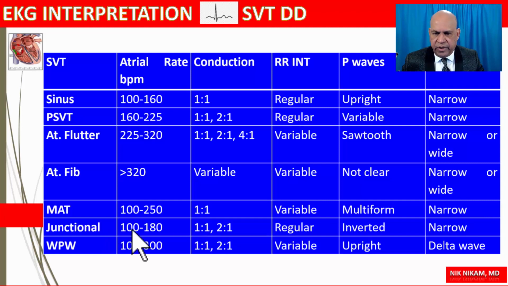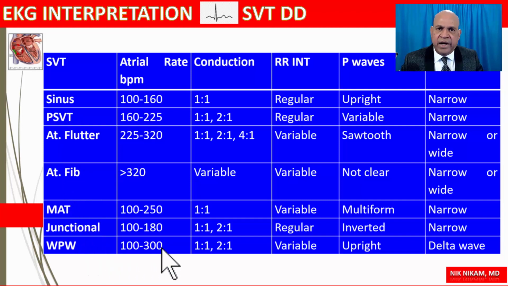Junctional tachycardia. The rate is 100 to 180 per minute. It is sort of similar to the sinus tachycardia, except that the P wave morphology will be a little bit different. Either we may not see the P waves altogether, or the P waves may be occurring before the QRS complex with a very short PR interval, or they may occur right after the QRS complex, producing a negative P wave. Then we have WPW, which is a hybrid of a variety of these arrhythmias occurring in the presence of accessory pathways.